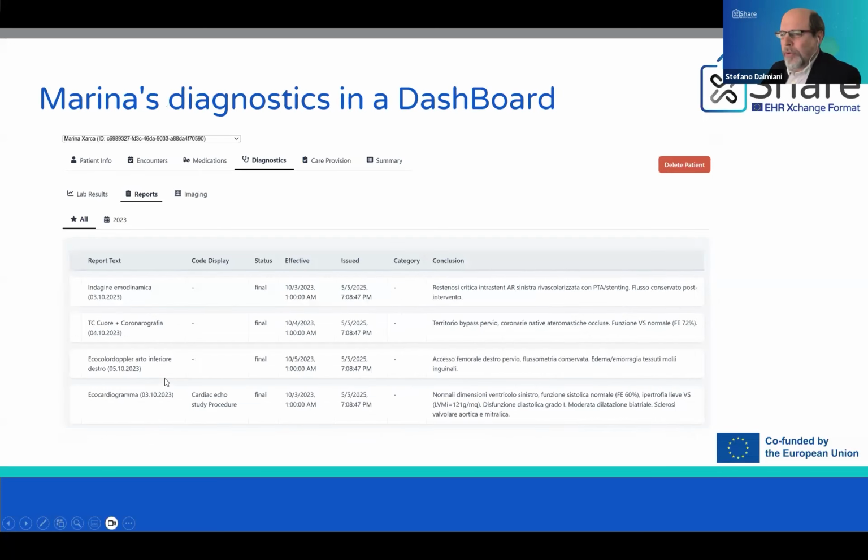Again, we might also have the single report that we're generating in the hospital, and this is something that we might insert directly in the discharge summary. This is the initial point, the structured format.